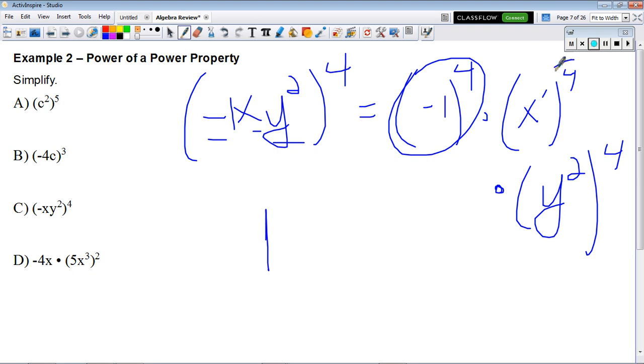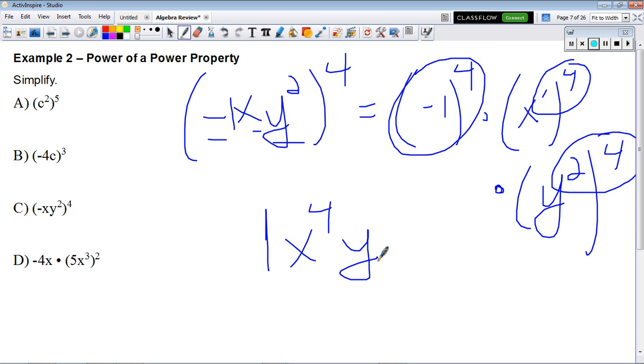And then I have the double exponents, x to the first to the fourth. 1 times 4 is 4, so this would be x to the fourth. And then, once again, double exponents: 2 times 4 is 8, so this would be y to the 8th. I still have this 1 right here, but because it's positive, I don't really need it there. So the answer would just be x to the fourth, y to the 8th. And that's the answer for part C.